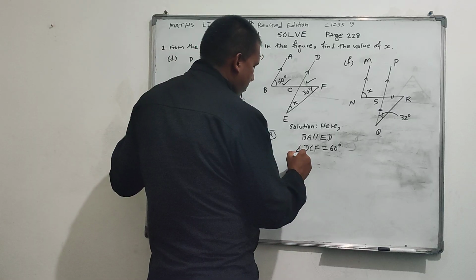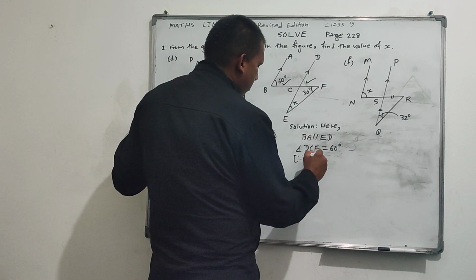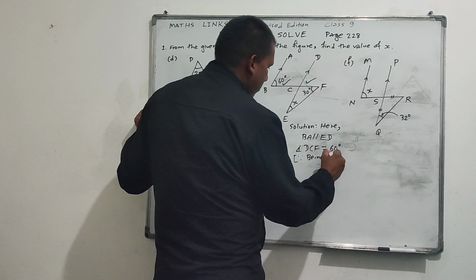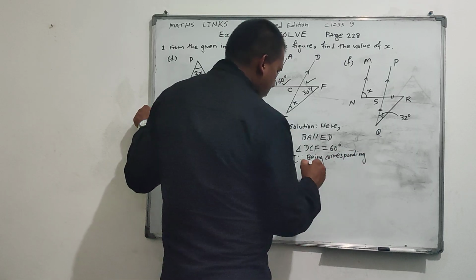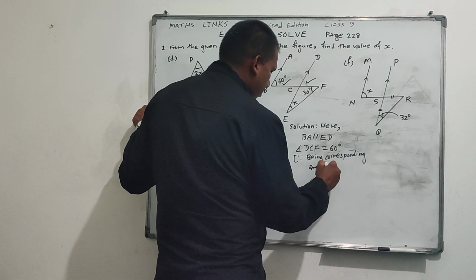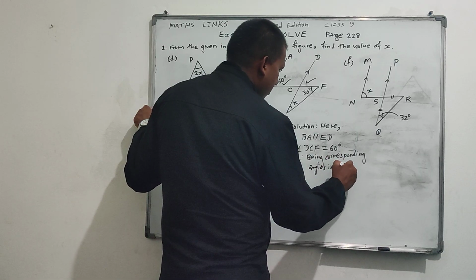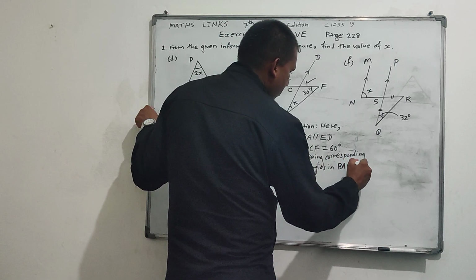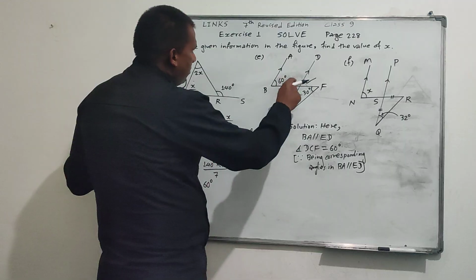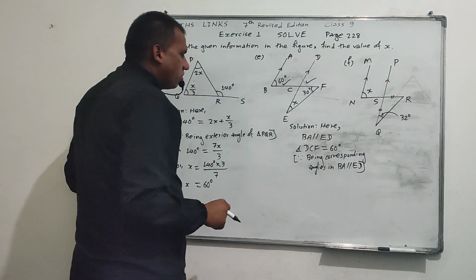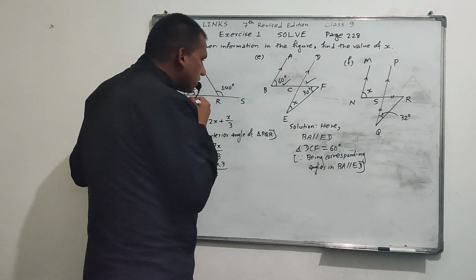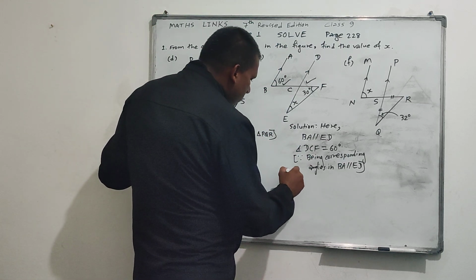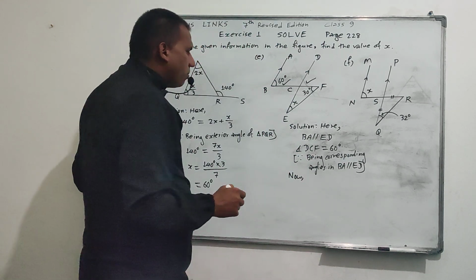The reason being corresponding angles in BA parallel to AD. So 60 and angle DCF are equal. Corresponding angles in BA parallel to AD. Now we have to find the value of x.